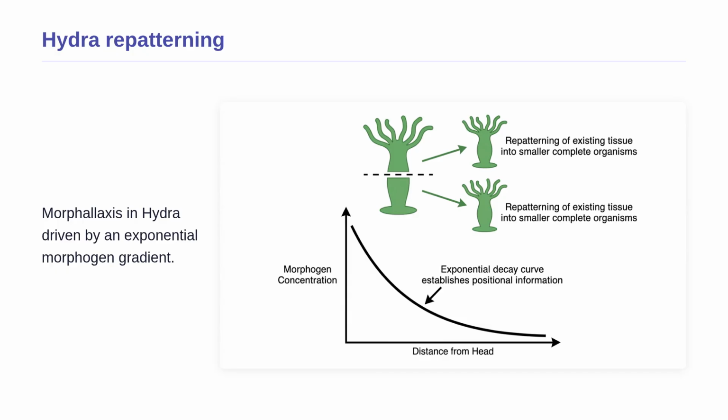Below this, we see the morphogen gradient graph. The vertical axis represents morphogen concentration, and the horizontal axis represents distance from the head. The curve shows the exact exponential decay we just modeled. It visually confirms that as you move further from the head organizer, the chemical signal weakens, establishing the positional information that dictates the entire body plan.